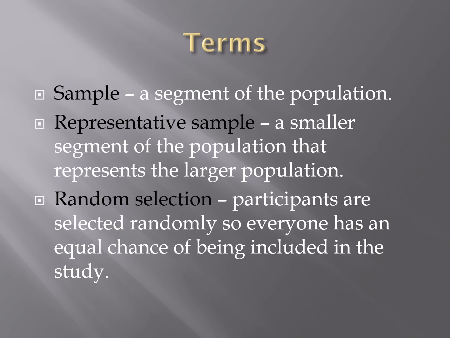Next terms we have a sample. When we do research, we can't do it on everybody because that's just impossible. So we have to do it on a sample of the population, otherwise known as a segment of the population. So the 2 main samples that we're going to go over will be a representative or random sample. Representative sample represents the larger population. So for example, when I did my research at SC4, I did not do it with every student that attended SC4, but I did a representative sample.